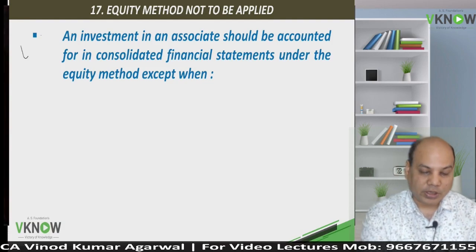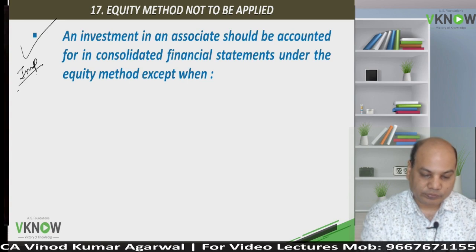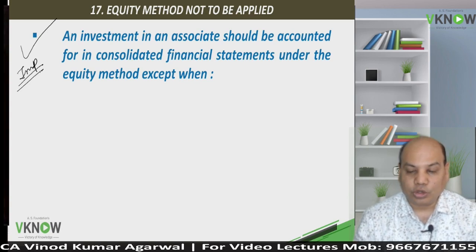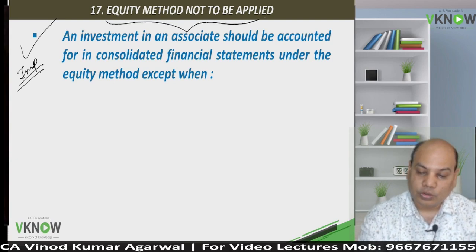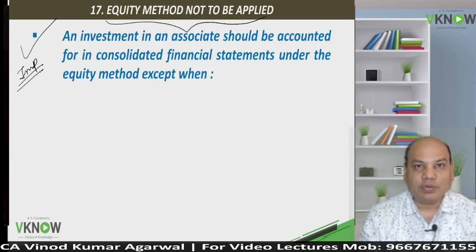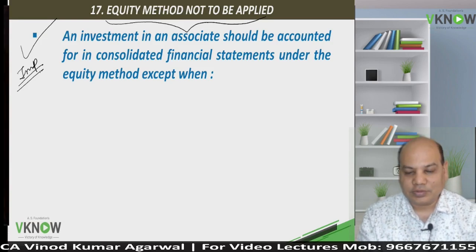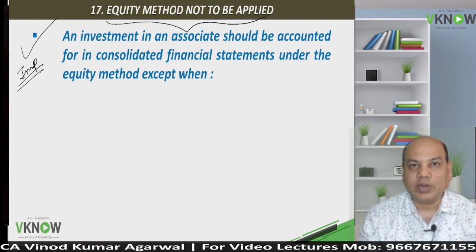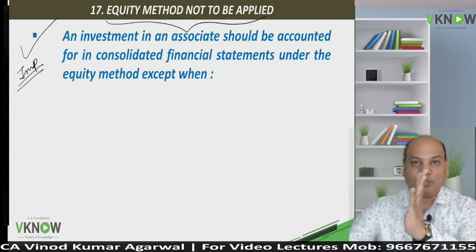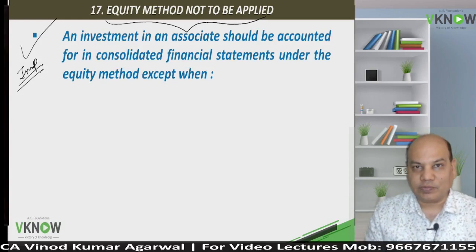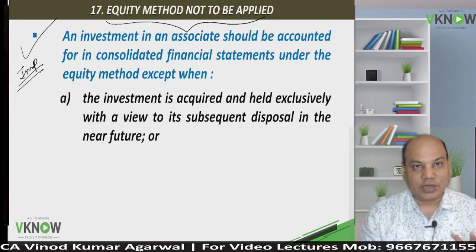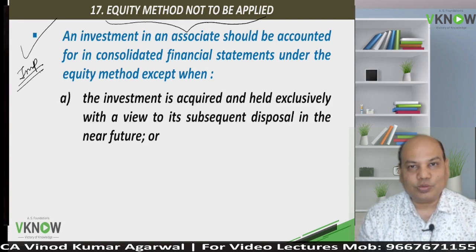And now one important theory question. When is equity method not to be applied? Suppose you are holding more than 20% share in a company, but still you are not required to follow equity method. You are not required to apply AS 23. When is that allowed by the standard? Even though there may be another company where you are having a relationship of investor and associate, but the standard says don't worry, you don't have to apply equity method.